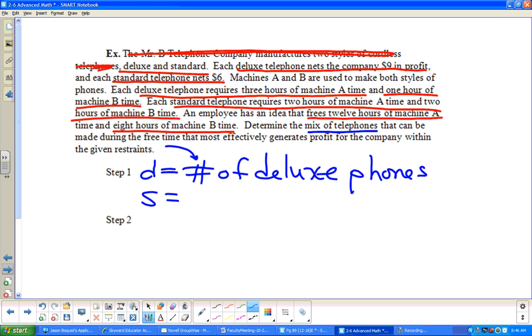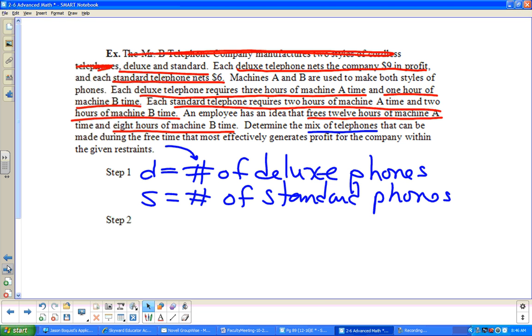S is number of standard phones. So I agree with the book that it's probably a good idea to figure out what your variables are going to be before you start. And the best place to look for that is at the question, which is normally at the end. What do we want to figure out? We want to figure out what mix of telephones is going to make this work.